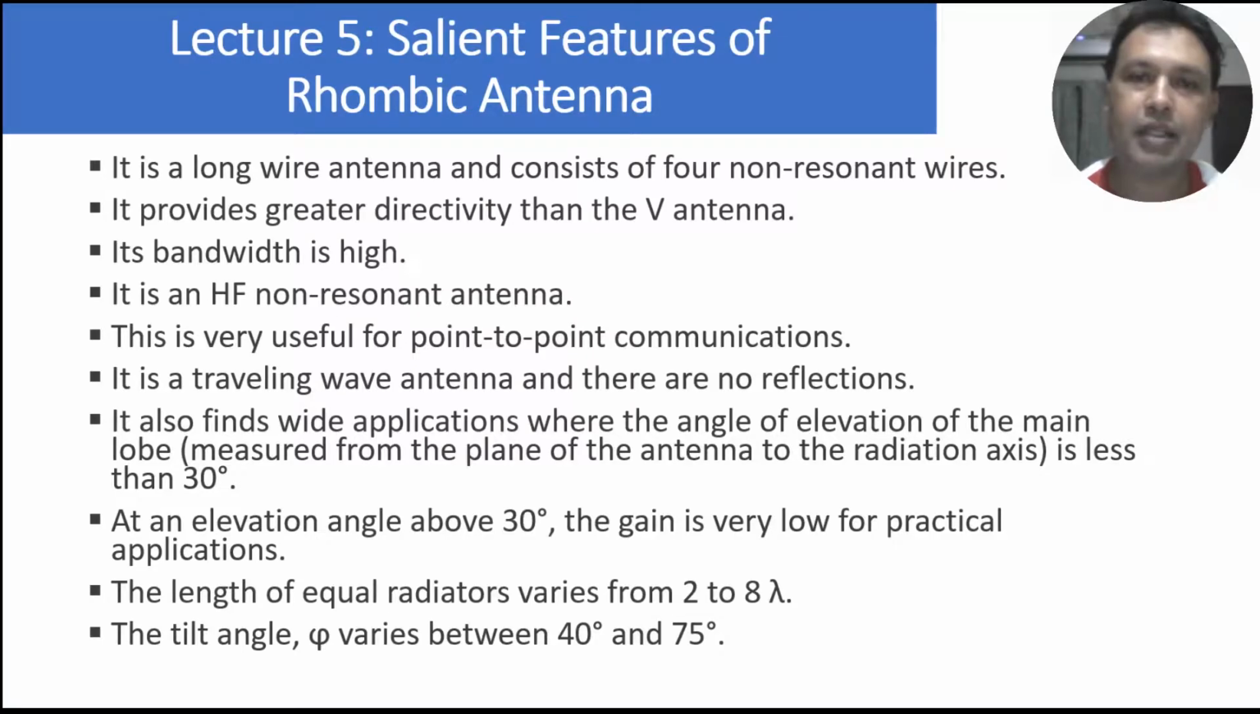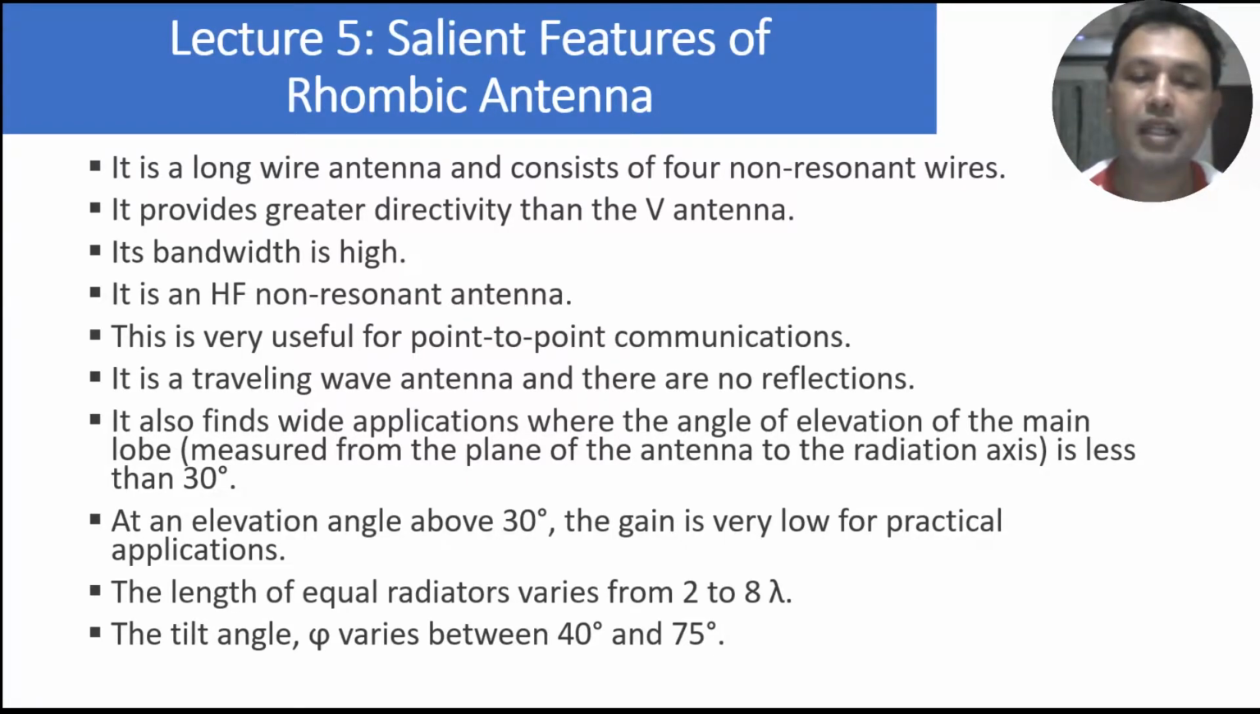The rhombic antenna is a very long wire antenna and consists of four non-resonant wires, and it provides a greater directivity than the V antenna. Its bandwidth is high. It is an HF high frequency non-resonant antenna, and it is very useful for point-to-point communication. It is a traveling wave antenna and there are no reflectors. It also finds wide application while the angle of elevation of the main lobe is less than 30 degree.